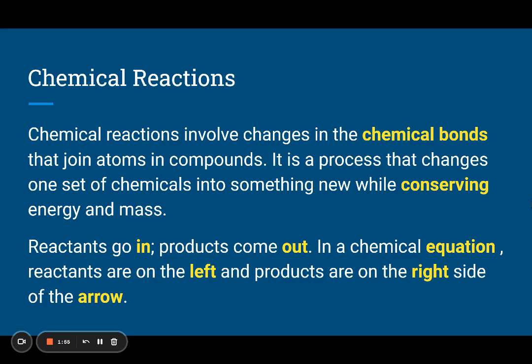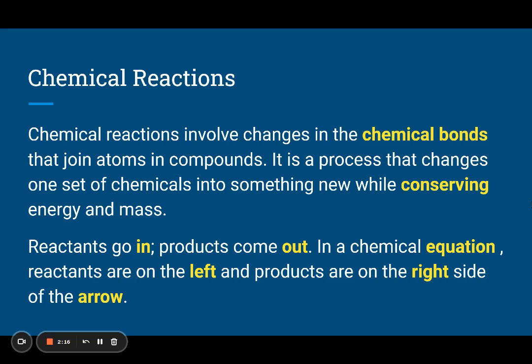So some vocabulary that you need to know. We need to know about reactants and products. When we talk about photosynthesis and cellular respiration in their own chapters, these are going to be really important. So the reactants are what go in to my chemical reaction, and the products are what come out.